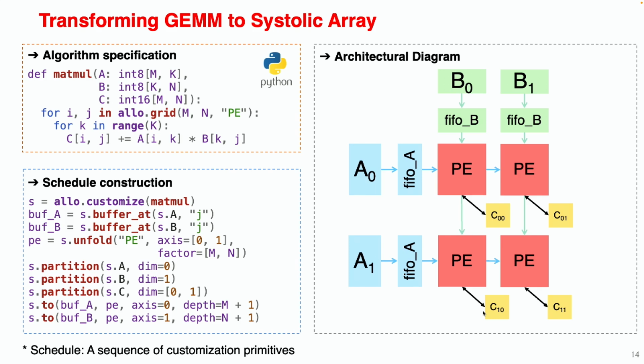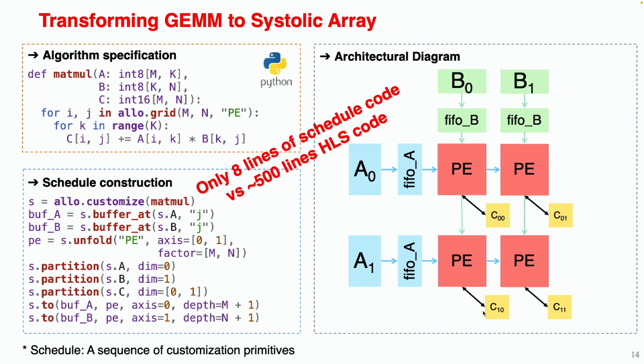After creating the initial schedule, users can apply schedule primitives to customize the hardware design. For example, here buffer_at is to create intermediate buffers between the PEs and the input arrays. Partition is the memory customization that creates more memory banks along specific dimensions. And .to is the communication customization that connects the buffers with PEs using FIFO. And using these primitives, we can generate this output stationary systolic array with only 8 lines of schedule code, which greatly simplifies the programming burden to construct a complicated dataflow architecture.